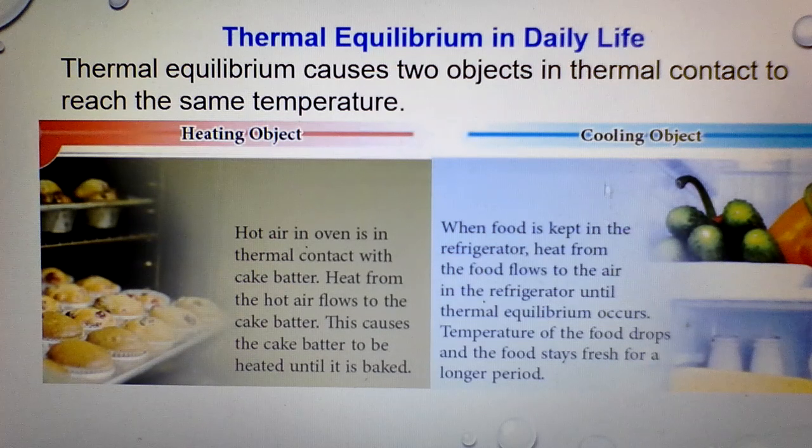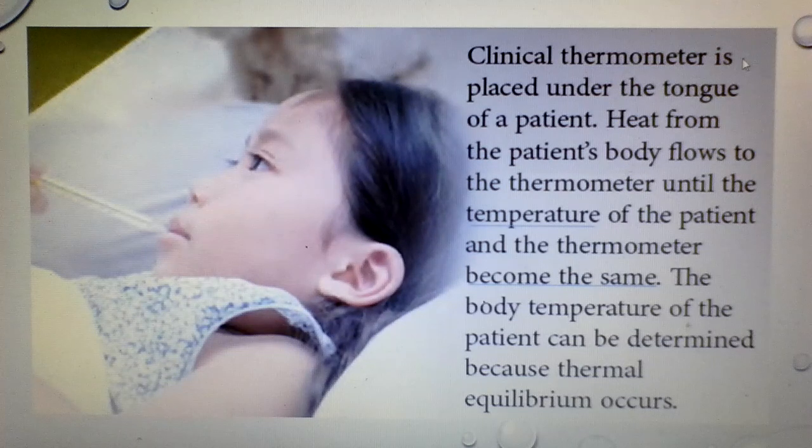Okay, cooling an object: when food is kept in the refrigerator, heat from the food flows to the air in the refrigerator until thermal equilibrium occurs. So the temperature of the food drops and the food stays fresh for a longer period. Another example is a clinical thermometer placed under the tongue of a patient. You can put it under the armpit also. Now we have many types of thermometer, but in the lab we normally use this type, the liquid in glass thermometer.